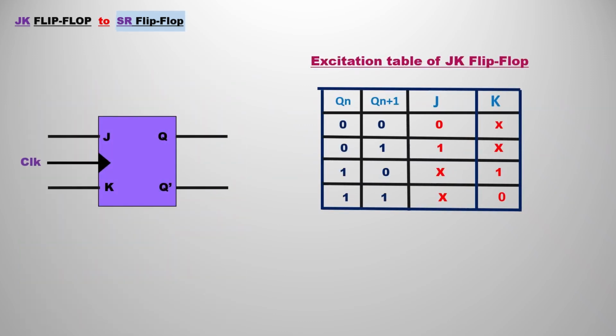This is the excitation table of the JK flip-flop. We have Qn plus 1 and JK in the JK flip-flop. We have the entries from 0 to 3, that is 0 0, 0 1, 1 0 and 1 1. Correspondingly we have the excitations J K as 0 don't care, and so on. This is the excitation table.